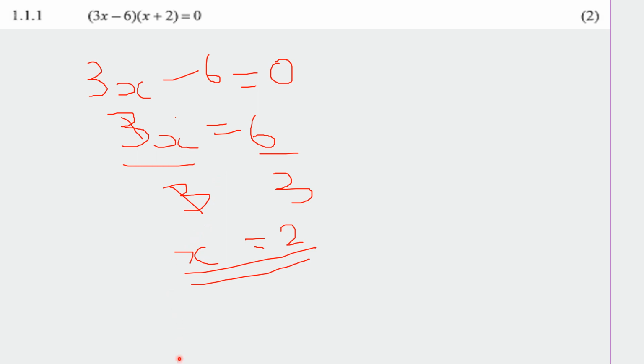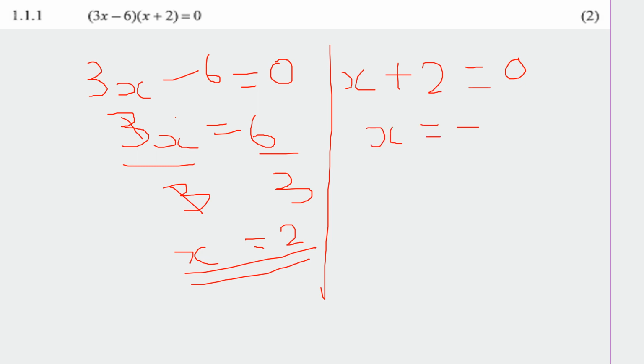We also have another condition whereby the coefficient can be x plus 2. So when the coefficient is x plus 2, you're going to say x plus 2 is equal to 0. And then we just transpose, and we get the value of x to be minus 2. So the values of x are actually 2 and minus 2.